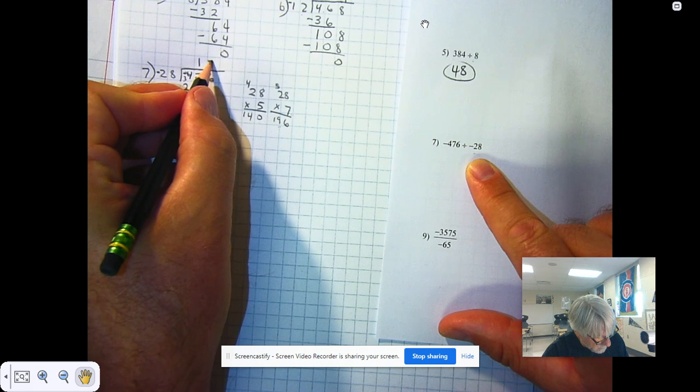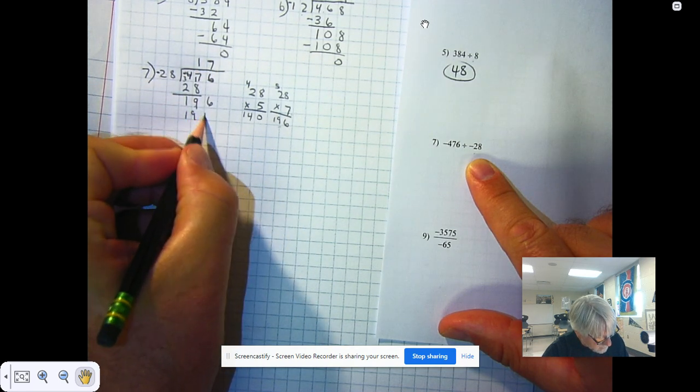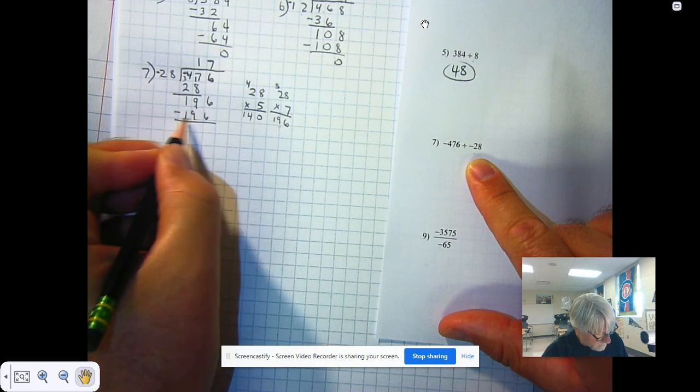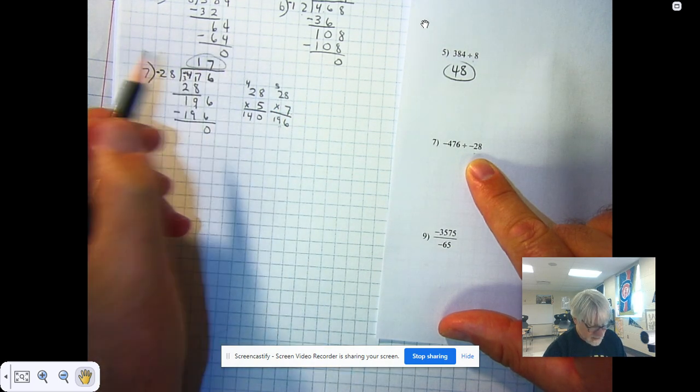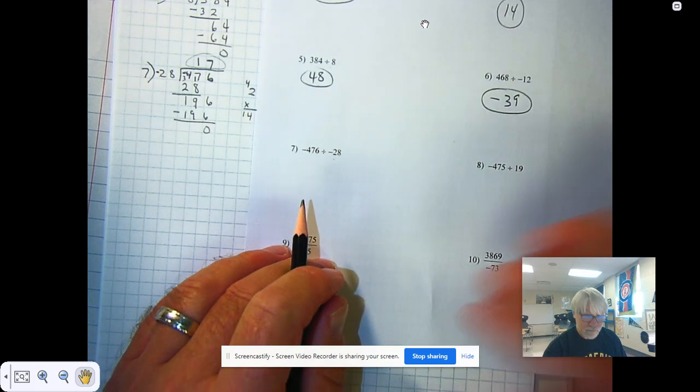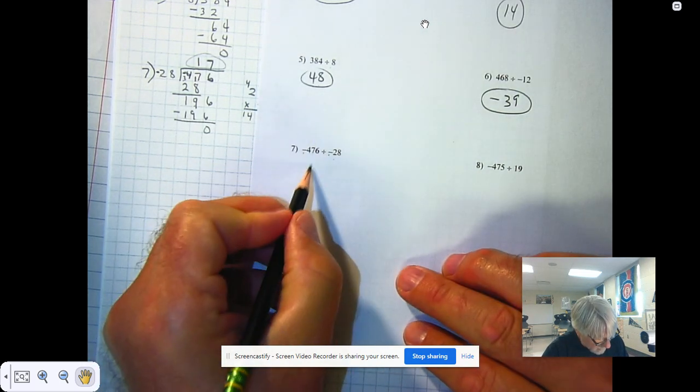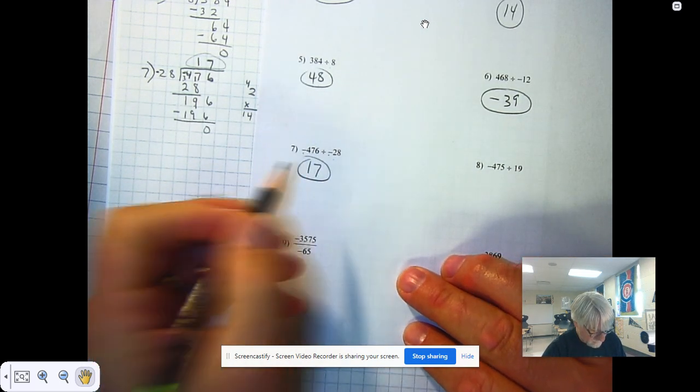So I put my 7 up here. That's 196. Again, 1 digit for every box. When I subtract, I get nothing left. So my answer, 17. And again, signs are the same, so my answer is positive.